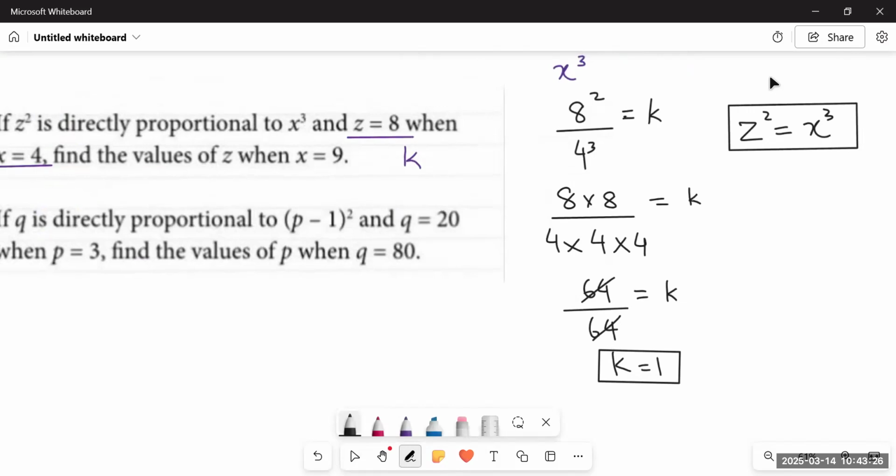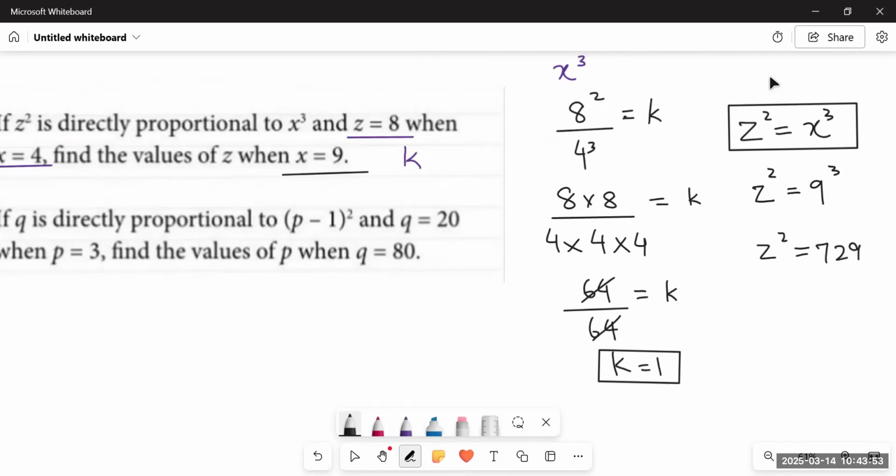So after this, we have to find out the value of Z. We are going to write Z square equals, when x equals 9 is given. Now we will substitute the value of x as 9 over here. Then we will solve it. 9 9s are 81. 81 9s are 729.